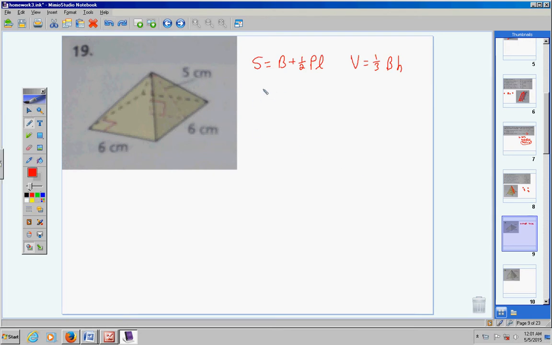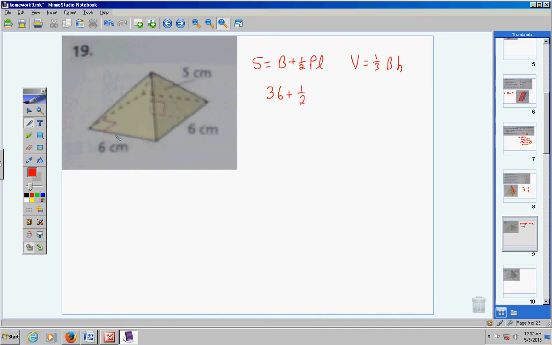So with that in mind, let's find the surface area first. Now, if it's a regular pyramid, that means your base is a regular polygon, okay? So the area of the base would be what? Well, your base is a square, a 6 by 6 square. So the area of the base would be 36, plus 1/2.